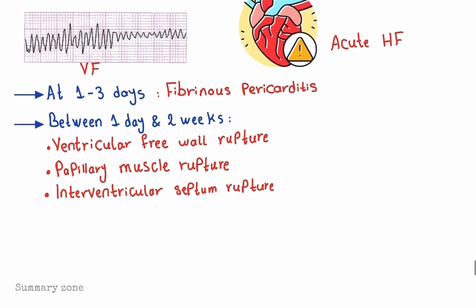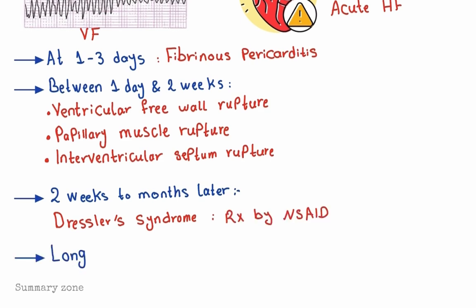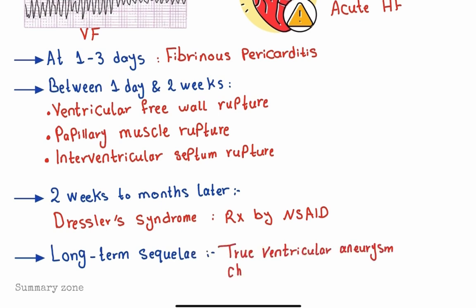loud pansystolic murmur. And from 2 weeks to months later, Dressler's syndrome, an autoimmune pericarditis causing fever and pleuritic chest pain. The ECG shows widespread saddle-shaped ST elevation. It's treated with NSAIDs. And finally, the long-term sequelae of true ventricular aneurysm and chronic heart failure.